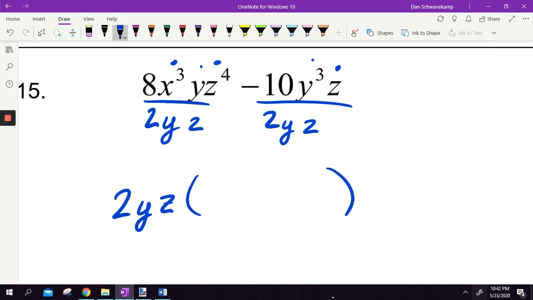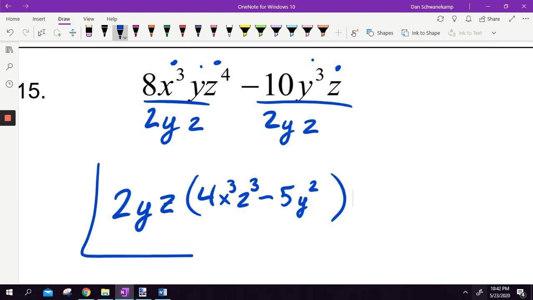What am I left with? Well, 8 divided by 2 is getting me 4. X cubed, nothing canceled out with that. The y's cancel. Z to the 4th over z is z cubed. Minus 10 divided by 2 is 5. Y cubed over y is y squared. Z's cancel. Done. That is my final answer.